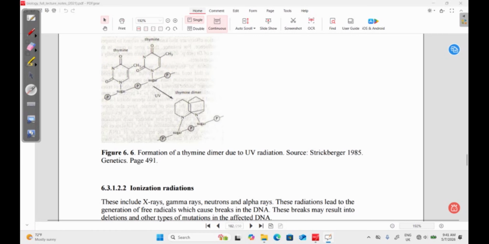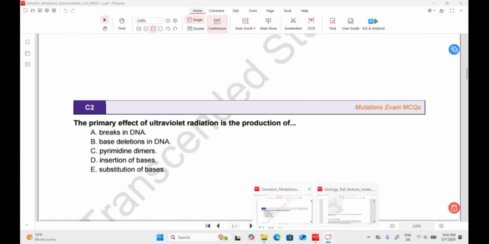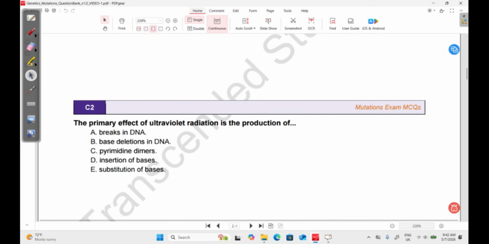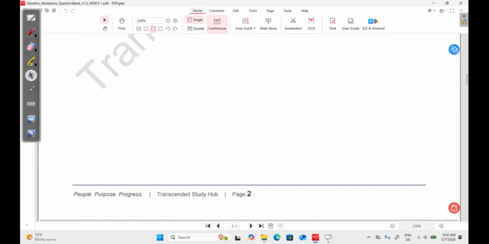So any pyrimidine combines with another pyrimidine, and this occurs. Now you know that in genetics, you're supposed to have this base combined with another complementary base on the other end. So you can imagine that there's a dimer here. This is what causes mutation in this case. So the correct answer is C, pyrimidine dimers.